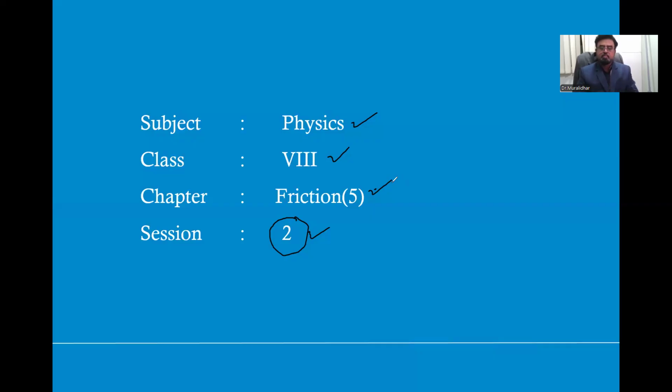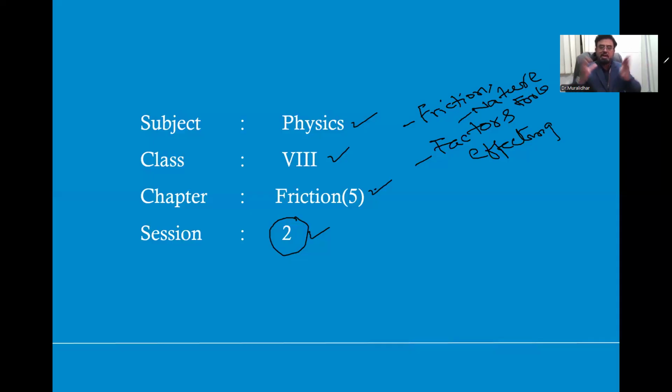But before that, let's glance at what we learned in the last class. As you all know, in the last class, we learned only two important things: what is friction, and factors affecting friction. Friction is nothing but a force, but it is nature's force. No one applies this force. It comes into play in nature only. You can say it's God's gift.